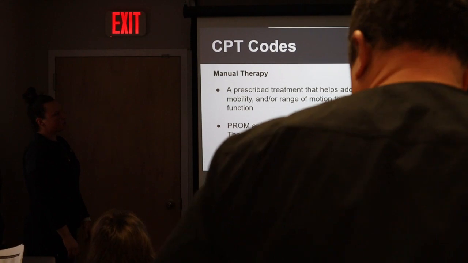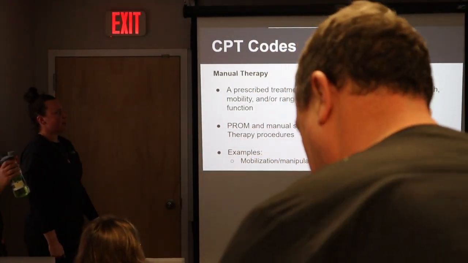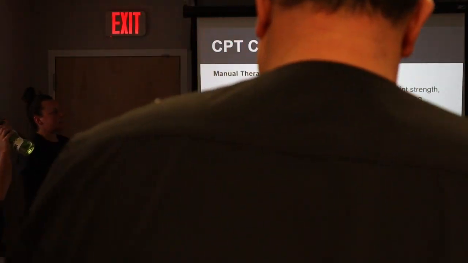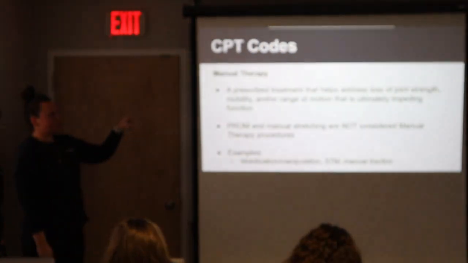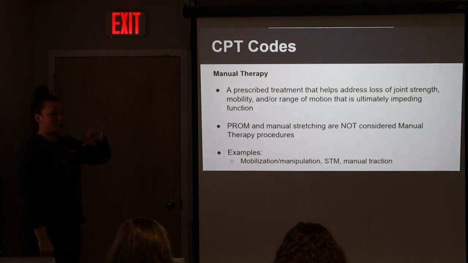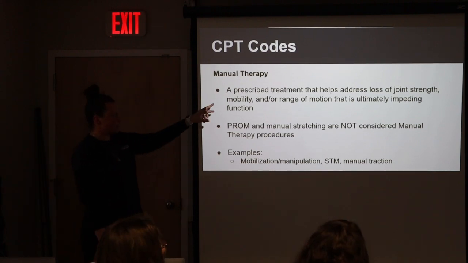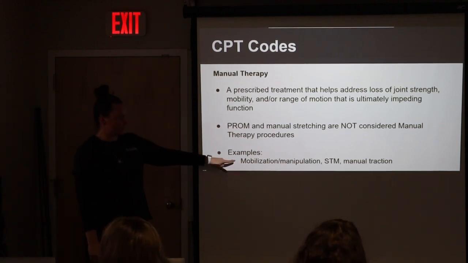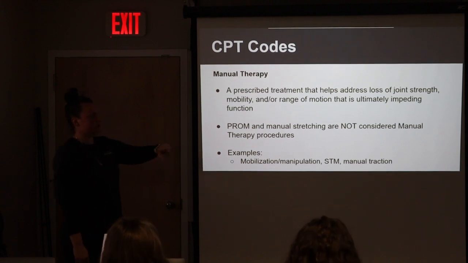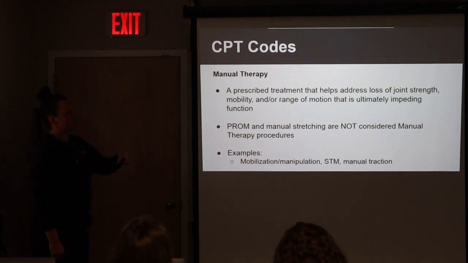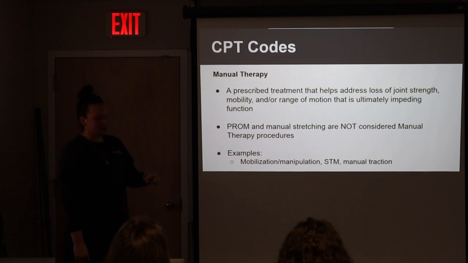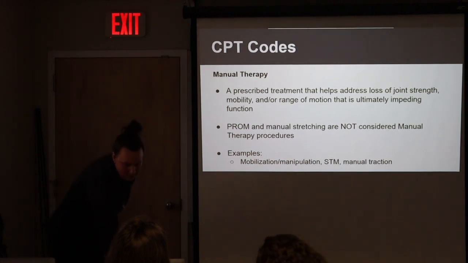So, manual therapy. This is where we're targeting loss of joint strength, mobility, and range of motion that's impacting function. Range of motion is included here, and range of motion is also included in TheraX. But the examples of what's going to be addressing range of motion that are considered manual therapy are mobilization, soft tissue work, manual traction, and then just a reminder here that it's not considered manual.